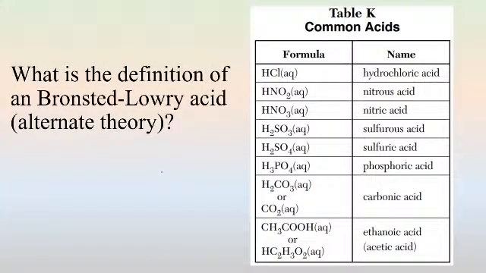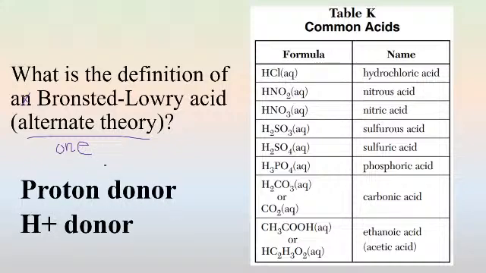And what is the definition of a Bronsted-Lowry acid, which is typically called an alternate theory in the exam? Like, they never name Bronsted-Lowry. They will call it an alternate theory or one theory or another theory. If they mean Arrhenius, they literally will say Arrhenius. Okay? So the definition for this is that it is a proton donor or a hydrogen H plus donor.